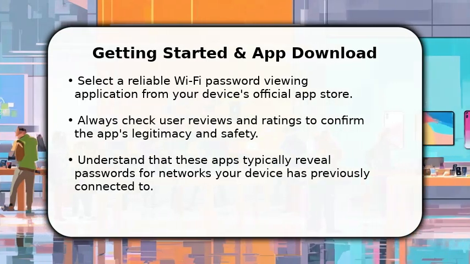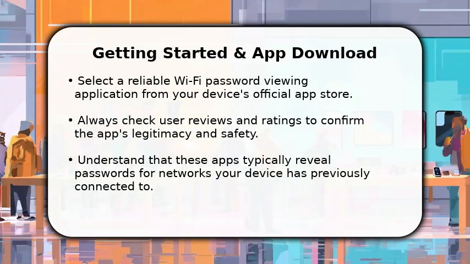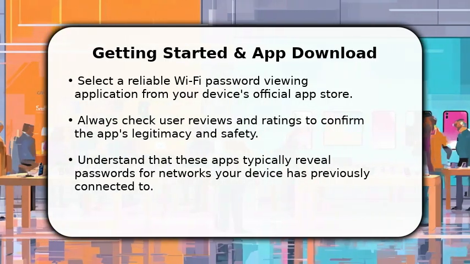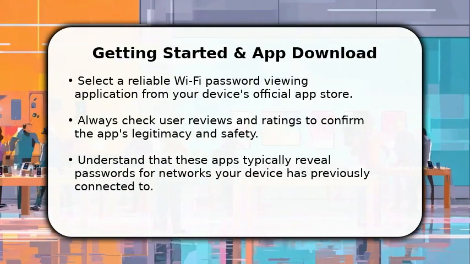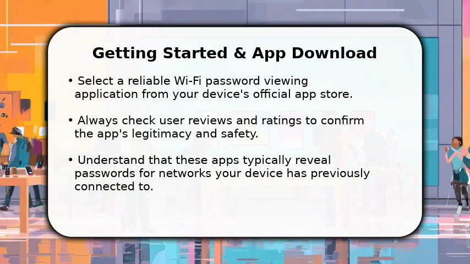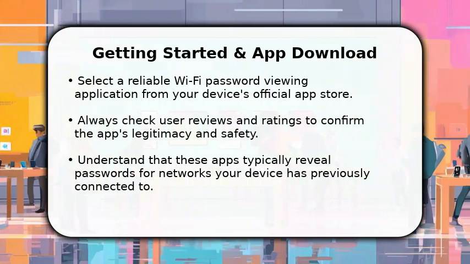Enjoy the video. In this video, I will explain how to use a Wi-Fi show password app. First, locate and download a trusted Wi-Fi password viewing application from your device's official app store. Ensure the app has high ratings and positive reviews to guarantee its legitimacy and safety.